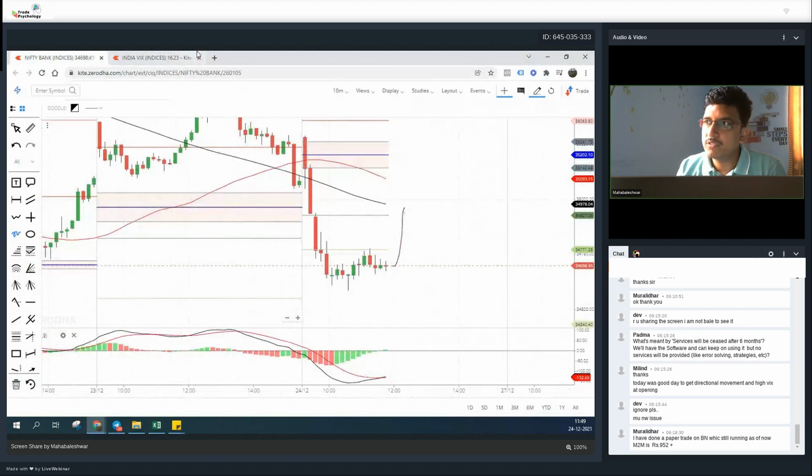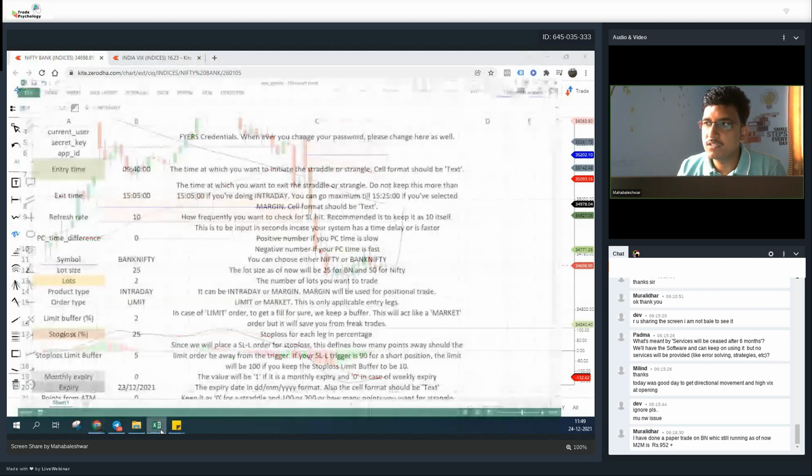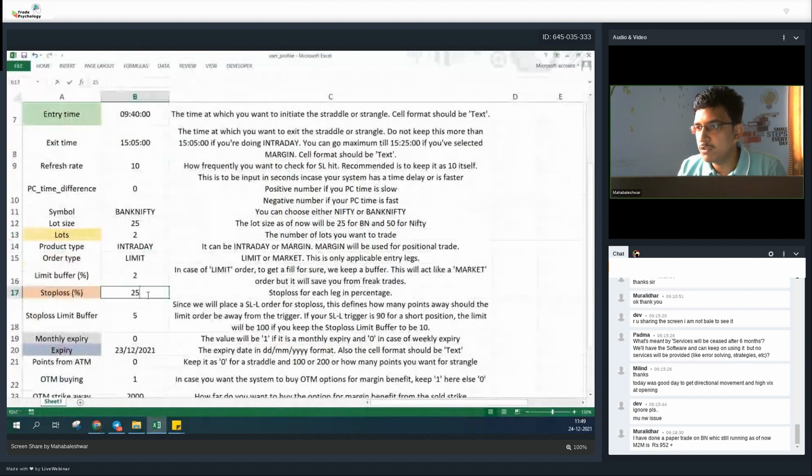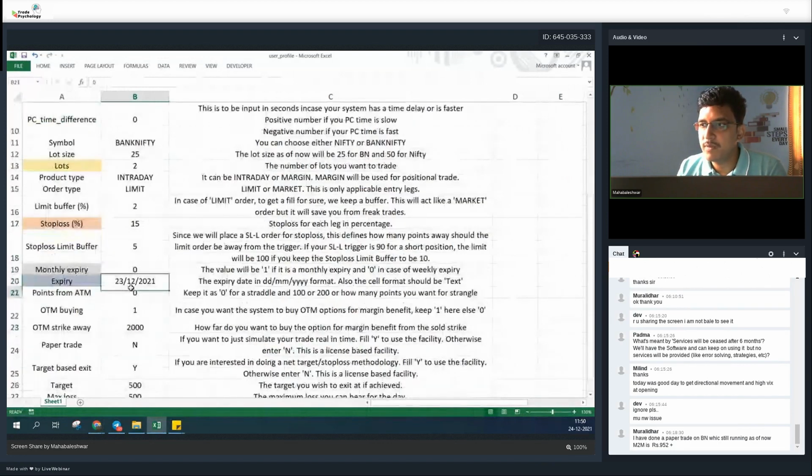So what we will do is keep a lesser stop loss. We'll keep the entry timing at 9:20, and it will take the trade automatically. I'll mention 2 lots. I will keep a stop loss of maybe 15%. I'm just taking a very small stop loss. And the expiry is 30th.